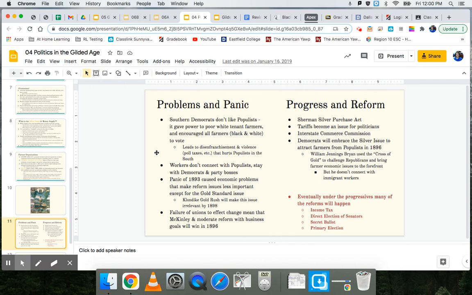Now, part of the issue, and this kind of dovetails with what we were talking about as far as segregation and discrimination and Jim Crow and the restrictions on voting, is that there's a real concern that the Populist Party is appealing to blacks and whites, right? That because it's populist, little p populist, it doesn't matter what race you are, that it's more based on economic status.